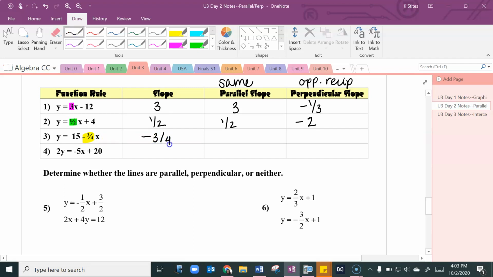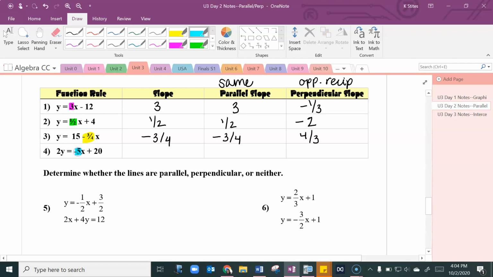Parallel slopes are the same. Perpendicular slope, change it to a positive, flip it over. 4/3.